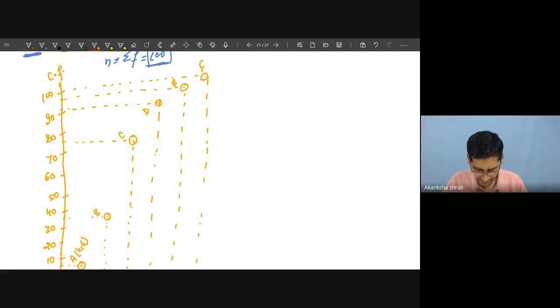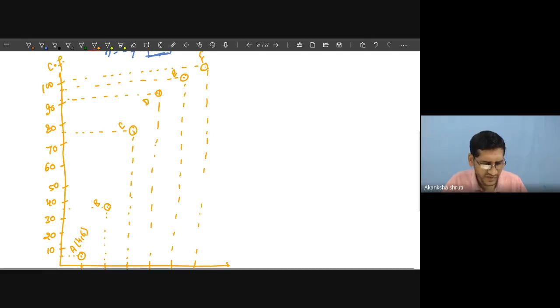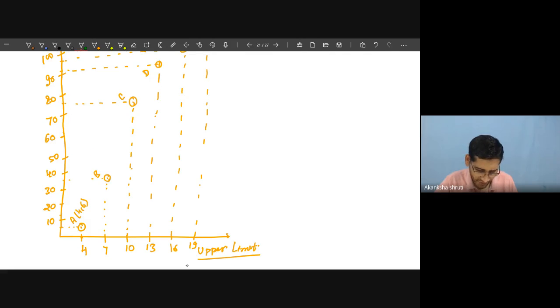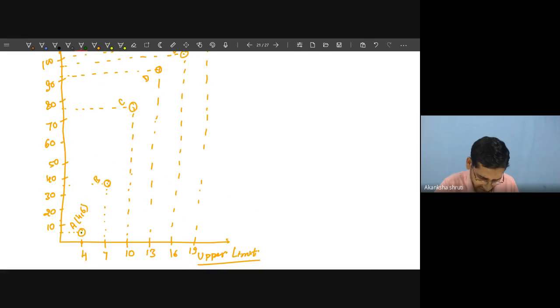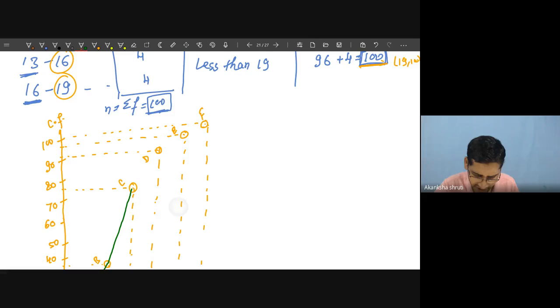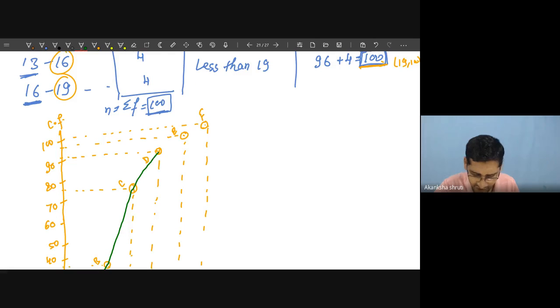Now, whatever the plotted points, you have to join them. So join it. You have to start from where? The lowest one is our 4, 6. So from here you have to start with the straight line. You have to join it, not as a single line, but segment-wise we have to join.